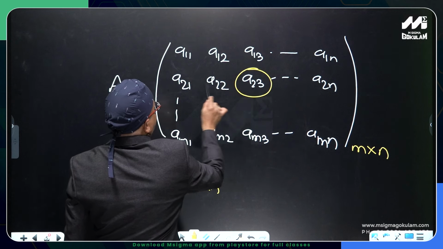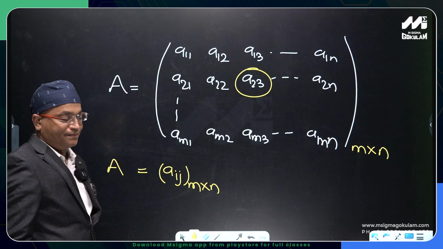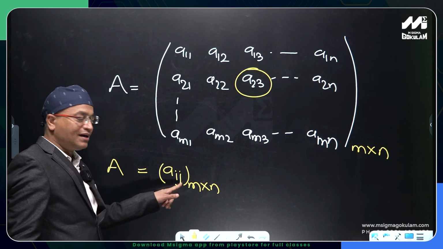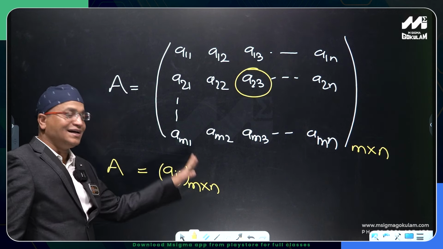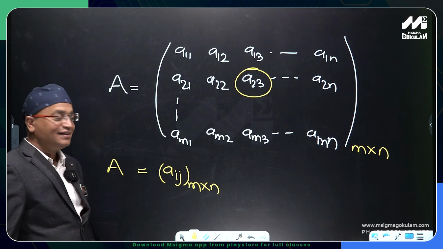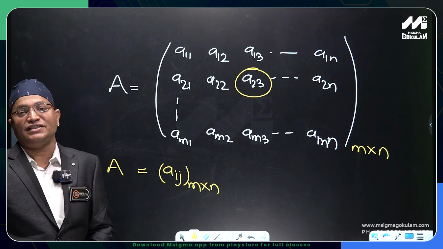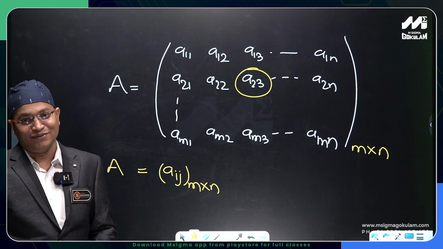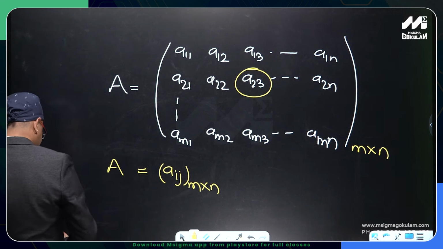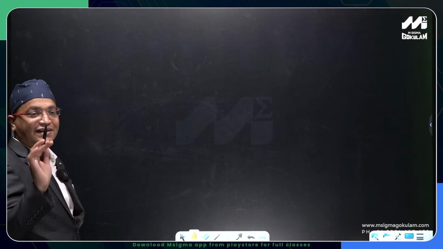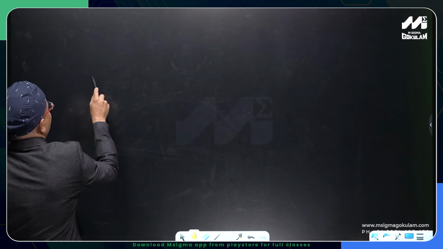A23 is the element located in the second row and third column. So, I indicates the row number, J indicates the column number, M indicates the number of rows, and N indicates the number of columns. This is also an excellent way to understand the representation of a matrix. Next, why am I explaining this? The reason is very interesting. Let us see one example like this.